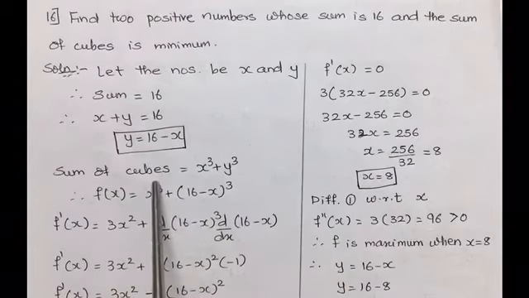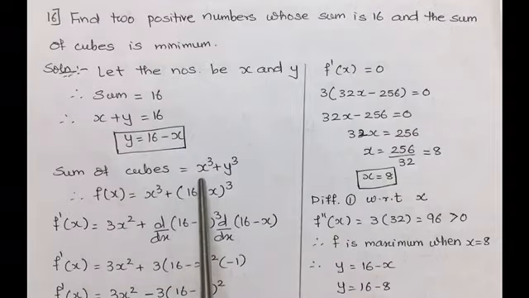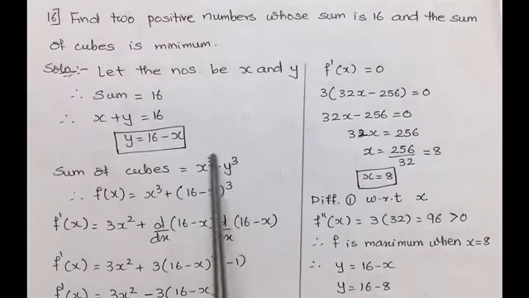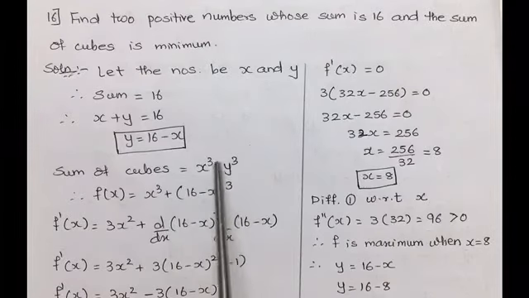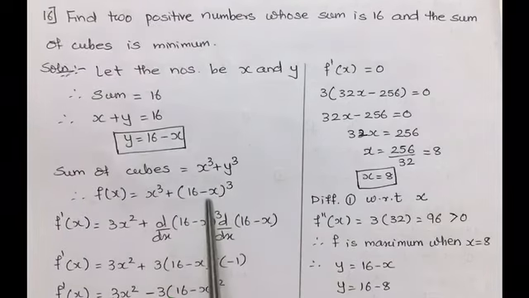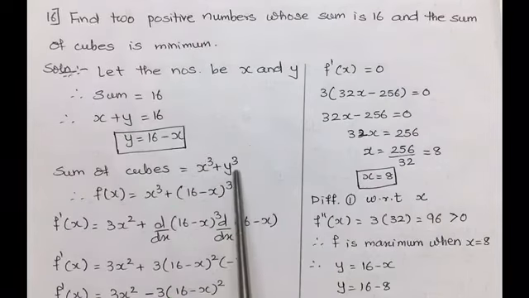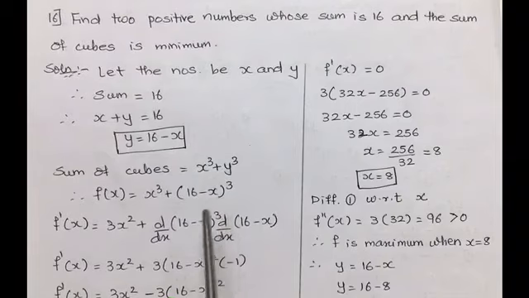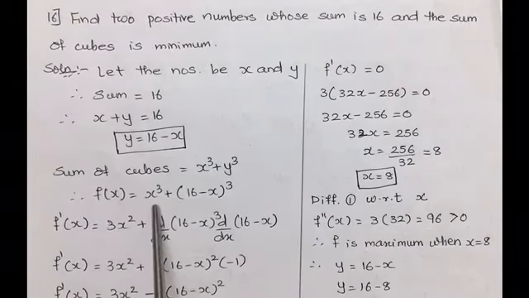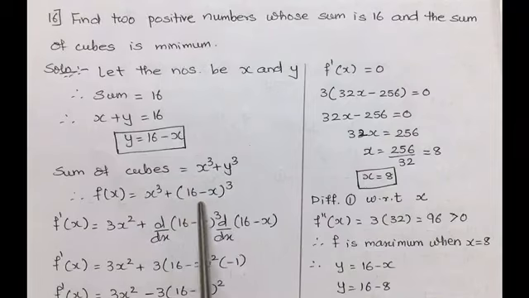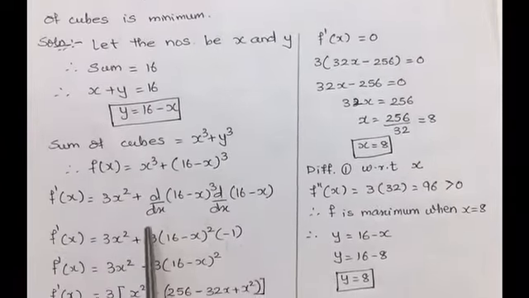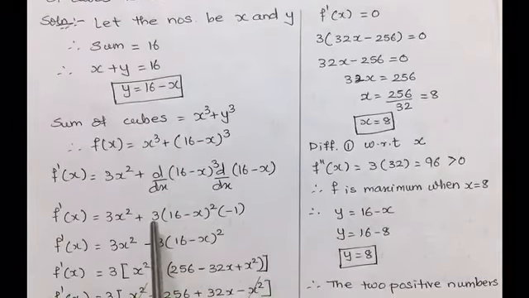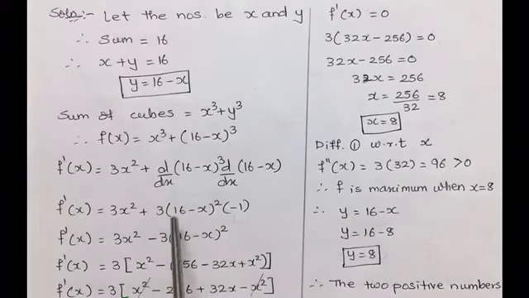Now sum of cubes becomes x cube plus y cube. This function is to be minimized. Now taking this expression in terms of only one variable, we will put y as 16 minus x. So f(x) is equal to x cube plus (16 minus x) whole cube, and then taking the first derivative.